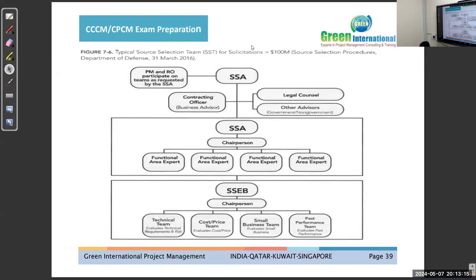Okay, ladies and gentlemen, we'll resume from here. So, for greater than 100 million contracts, as per American federal government law and as per NCMA, there should be a source selection authority. Some committee should be there, which will be conducting negotiation and detailed analysis before selecting the source. As per your screen, you can see. We'll go to the next slide.